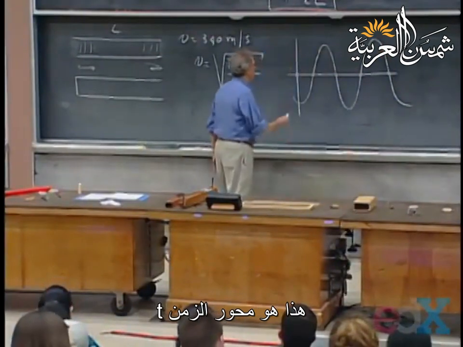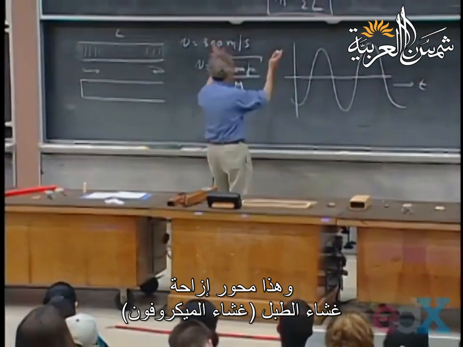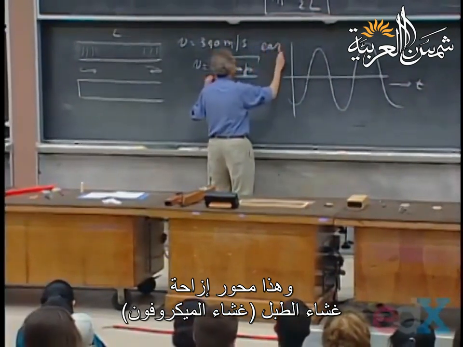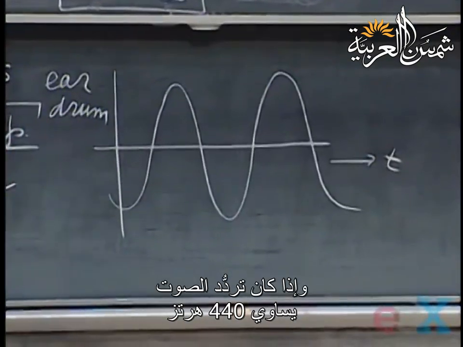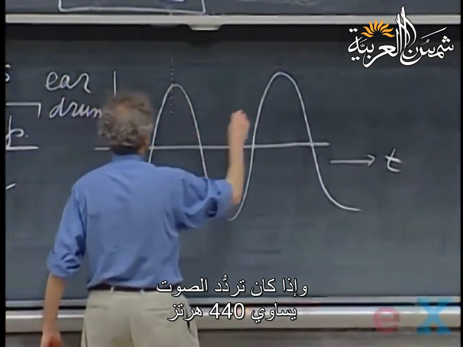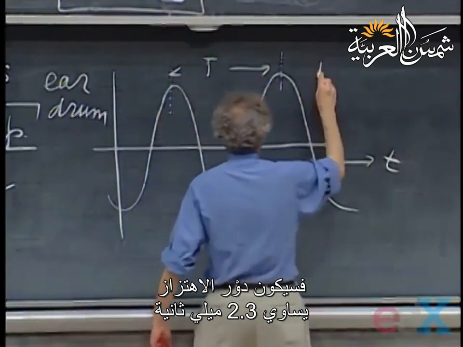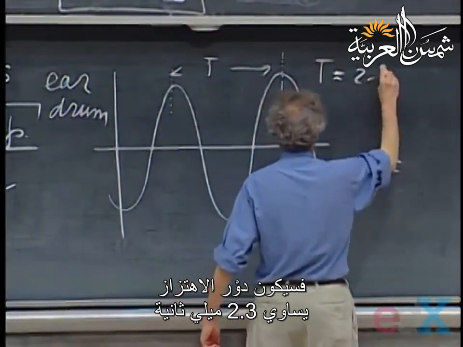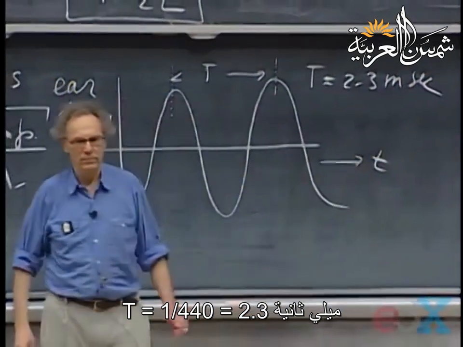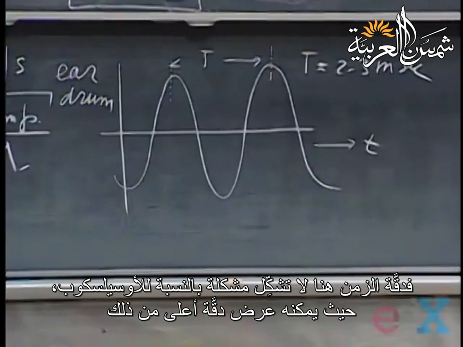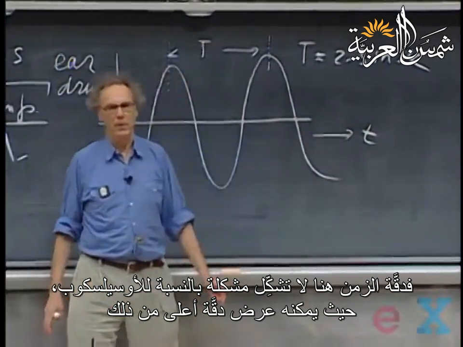If this is 440 hertz, this is time, and this is the displacement of your eardrum. In our case, it's a microphone; it's really a current after amplification. And if this is 440 hertz, then this time t will be about 2.3 milliseconds, 1 divided by 440. That's no problem for an oscilloscope. We can do much better than that. So the time resolution is not a problem.